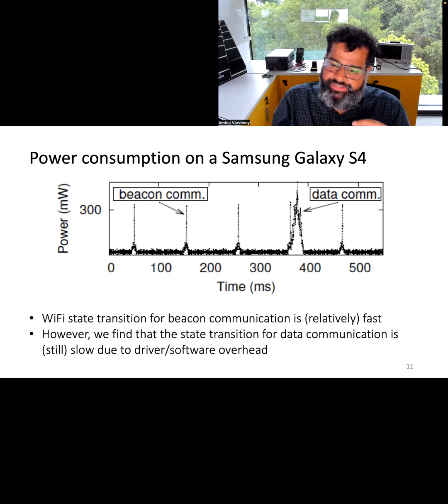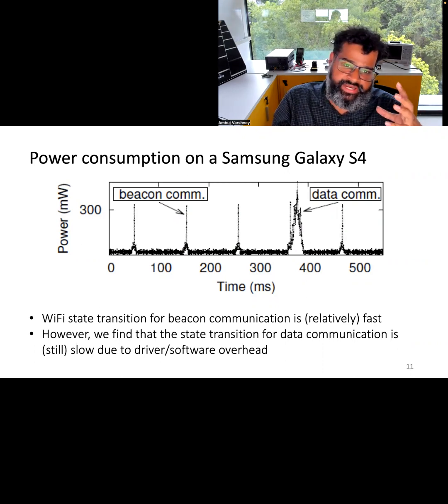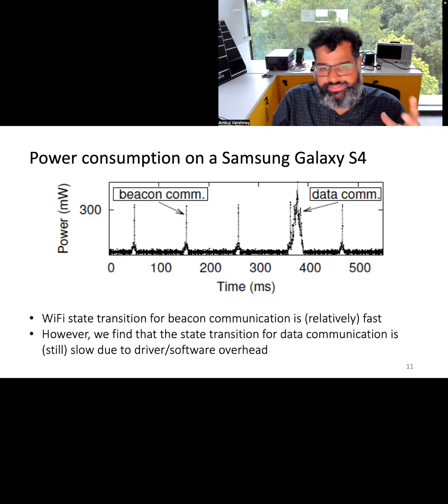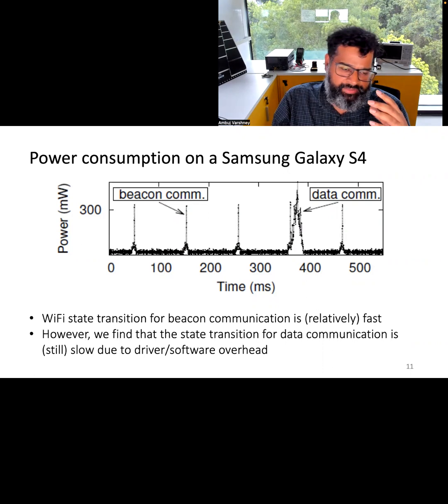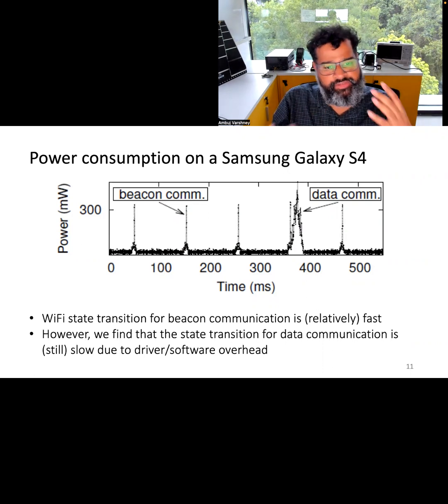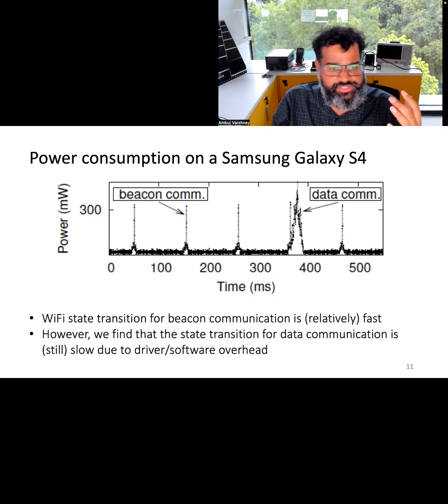And the important point is that switching between these different states might not be straightforward, because there is typically an overhead involved in terms of software and device drivers. So your phone may not find it easy to switch between beaconing, data reception or transmission, or idle state in a short period of time.